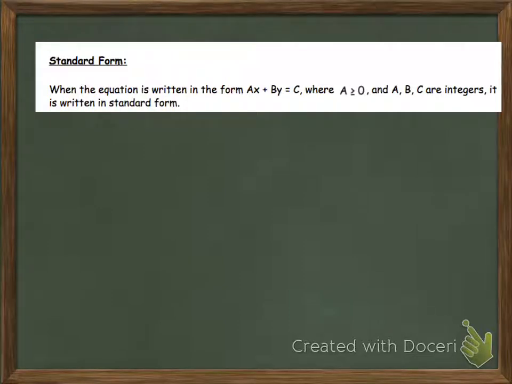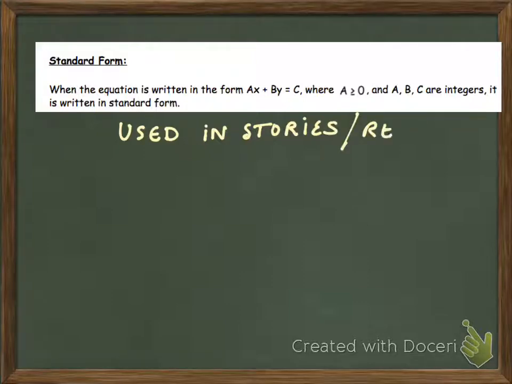The next thing we're going to look at is standard form. That's when an equation is written as ax plus by equals c, where a is greater than or equal to 0, and a, b, and c are integers. It's called written in standard form. So you have slope-intercept form, which is y equals mx plus b, and standard form. Standard form is used a lot in real-life situations. So we'll use standard form when we're doing stories a lot or real-life stuff.